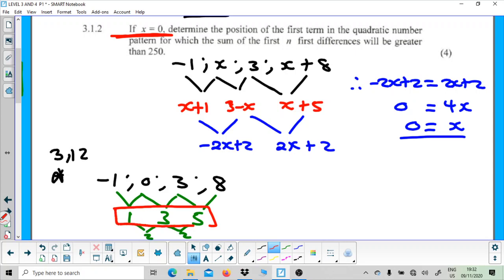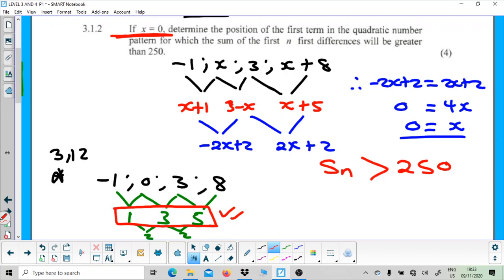So we are really talking about this one. What is it that we want about the first differences? We want the sum to be greater than 250. This is an arithmetic sequence, so you want the Sn of that to be greater than 250. Figure out how many terms you need for that sum to be greater than 250. Afterwards, after you figure out the number of terms in the arithmetic one, which is the first difference, you use that to get the number of terms in the original.